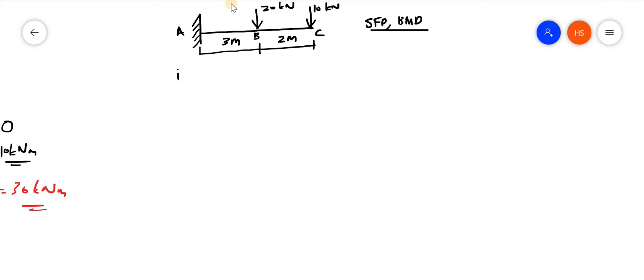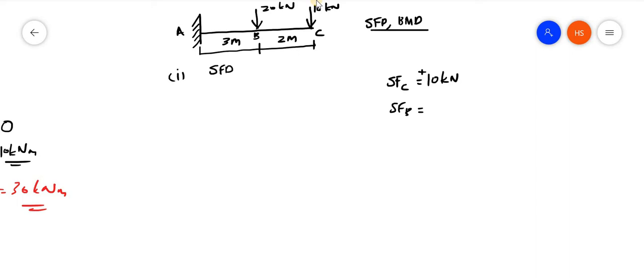First I am taking the shear force diagram. In order to draw the shear force diagram, first I have to find out the shear force at the various points. Shear force at C. What is the shear force at C? Again it is 10 kilonewton. What is the direction? It is downward. Therefore, right of section is down, it is positive.